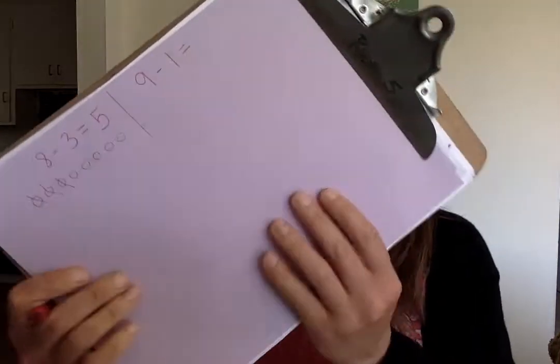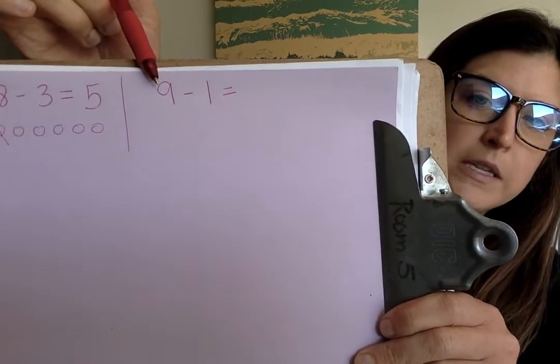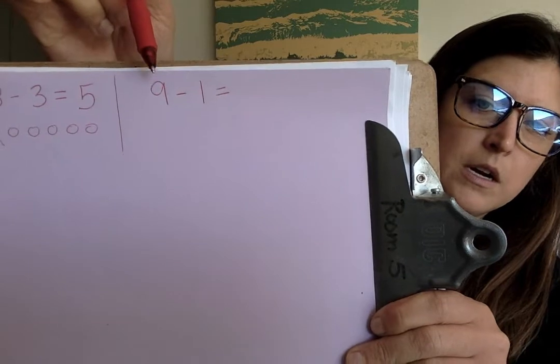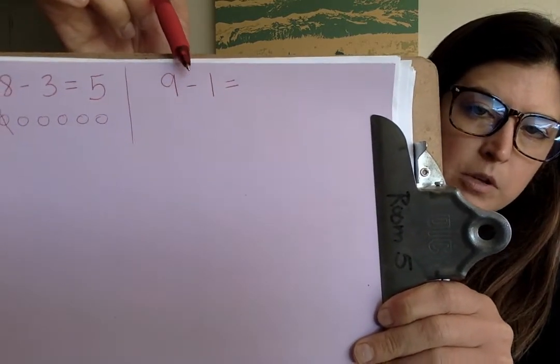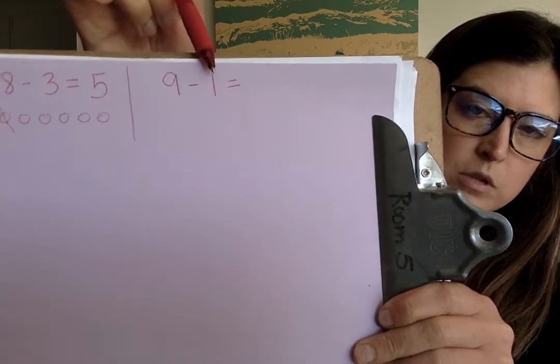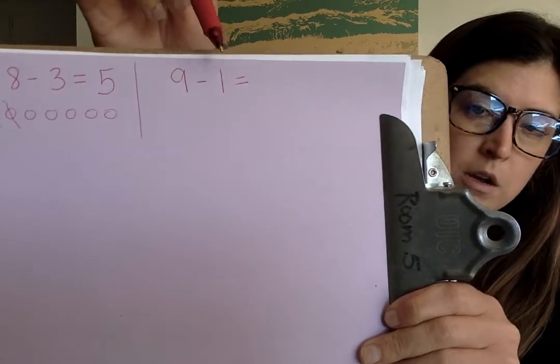Okay, so first thing you do, read the sentence and figure out what it's asking you. I had 9. Did you get more or lose some? You lost some. How many did you lose? 1. You had 9 of something and you lost 1. What's the difference? 1, 2, 3, 4, 5, 6, 7, 8, 9.